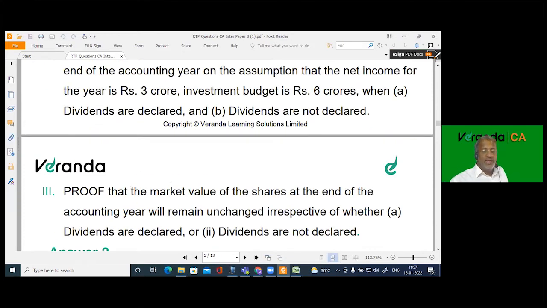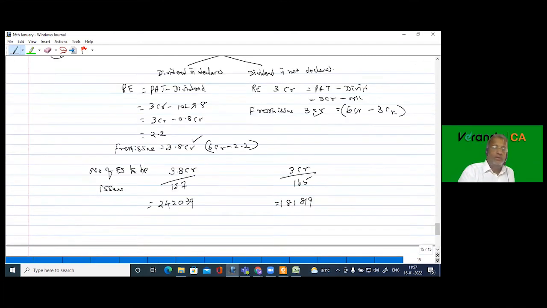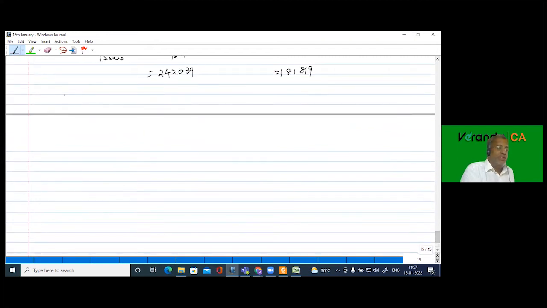Prove that the market value of the shares at the end of the accounting year will remain unchanged, irrespective of whether dividend is declared or not declared. No big deal. Third part of the question: when dividend is declared, when dividend is not declared.